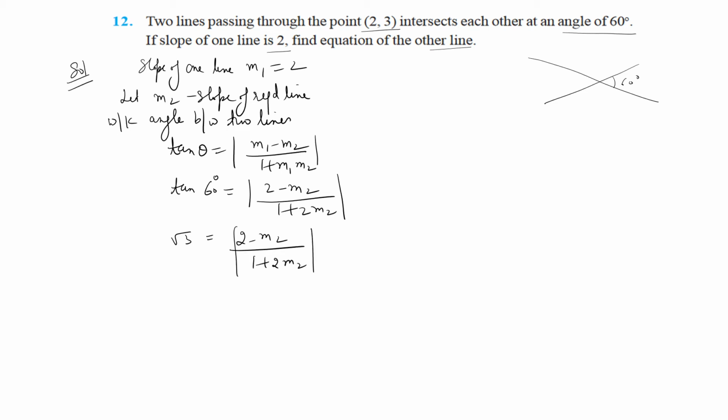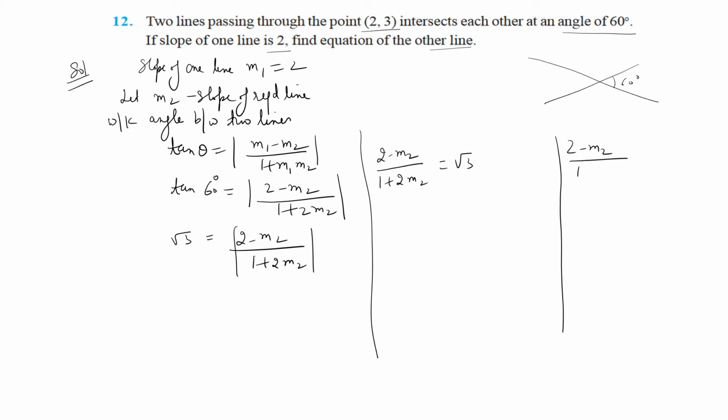So in order to open the mod, I can use 2 minus m2. I will get two equations in which firstly it is equated to plus root 3 and secondly it is equated to minus root 3. So let us find out the value of m2, because m2 is the slope of the required line, which I need to make the equation of the line by using point slope form, because one point is given to me. So 2 minus m2 is equal to root 3 plus 2 root 3 m2.